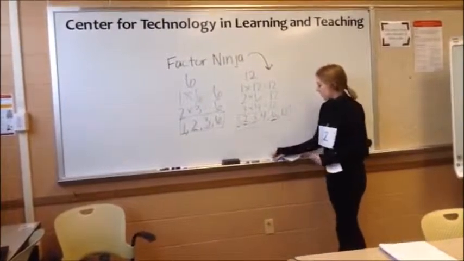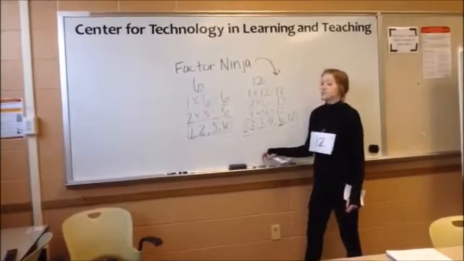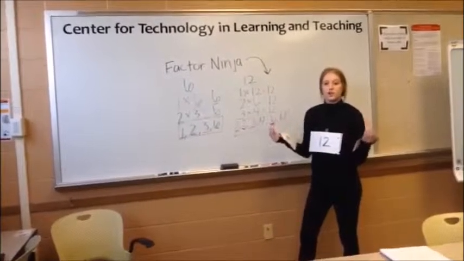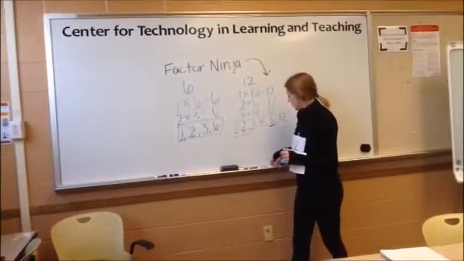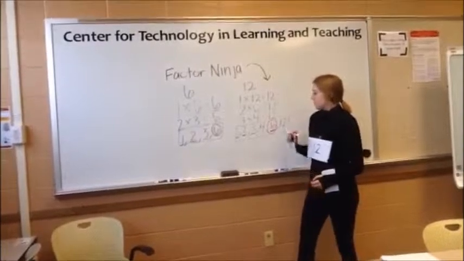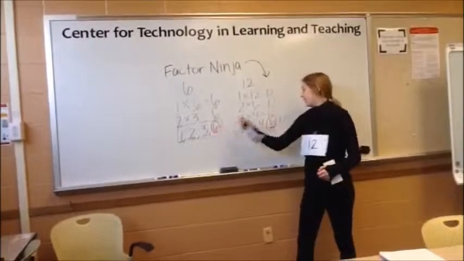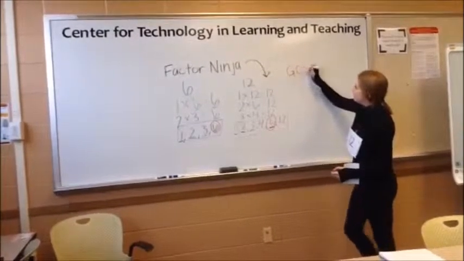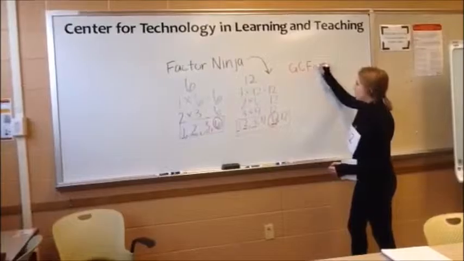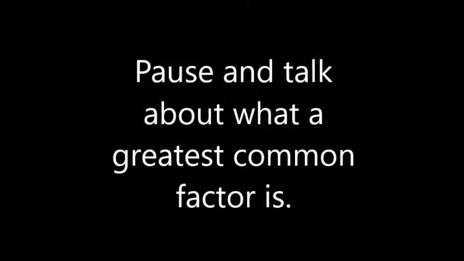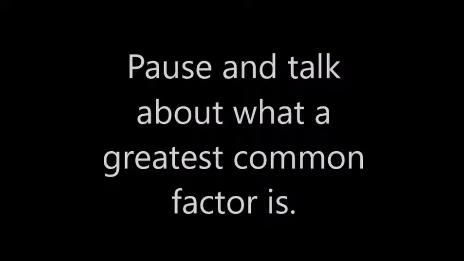And there's also something I can find that's called the greatest common factor. And the greatest common factor is kind of like what it sounds like. It's the common factor that is the largest between two numbers. So for these two numbers, I know that 6 is the greatest common factor because it's larger than 1, 2, and 3. So the greatest common factor, and sometimes we'll refer to that as the GCF of 6 and 12 is equal to 6. Pause the video here so that you guys can go ahead and talk about what you think a greatest common factor is.